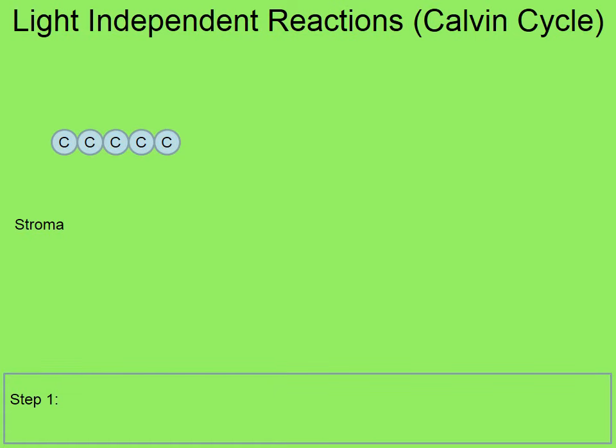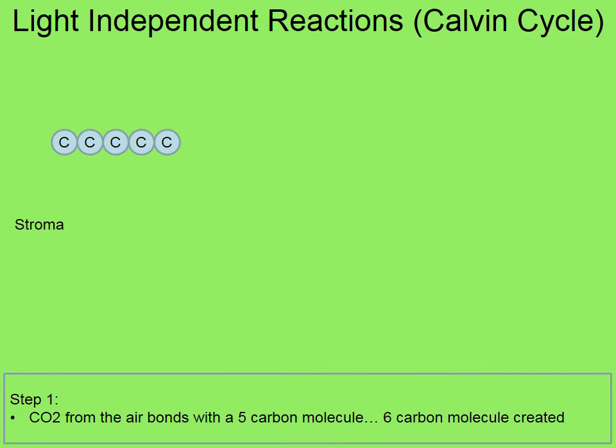So we can now begin the process called the light independent reactions, also known as the Calvin cycle, named after the scientist who really helped first describe this process. It begins in the stroma of the chloroplast, the liquid fluid filled interior, and there's a 5-carbon molecule. You can see it in the animation, a chain of 5 carbons. Now, it's actually a lot more than just carbon.